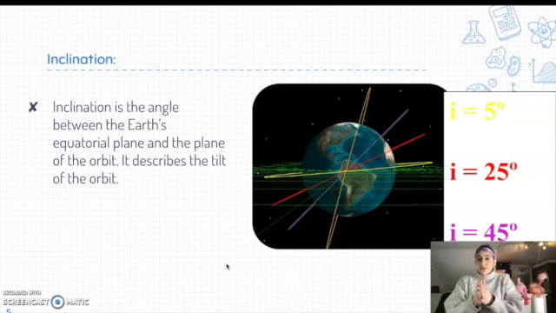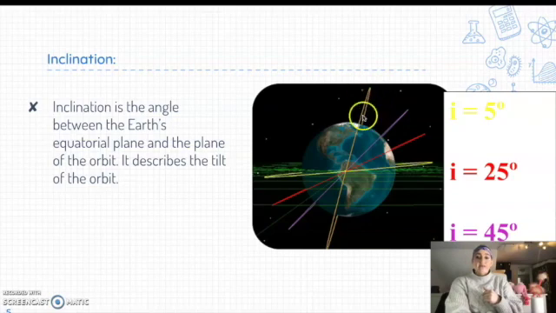So in the image that you see here, the yellow orbit has an inclination of 5 degrees. The red orbit has an inclination of 25 degrees. The pink purple orbit has an inclination of 45 degrees, and then our orange yellowy looking orbit is 75 degrees of inclination.